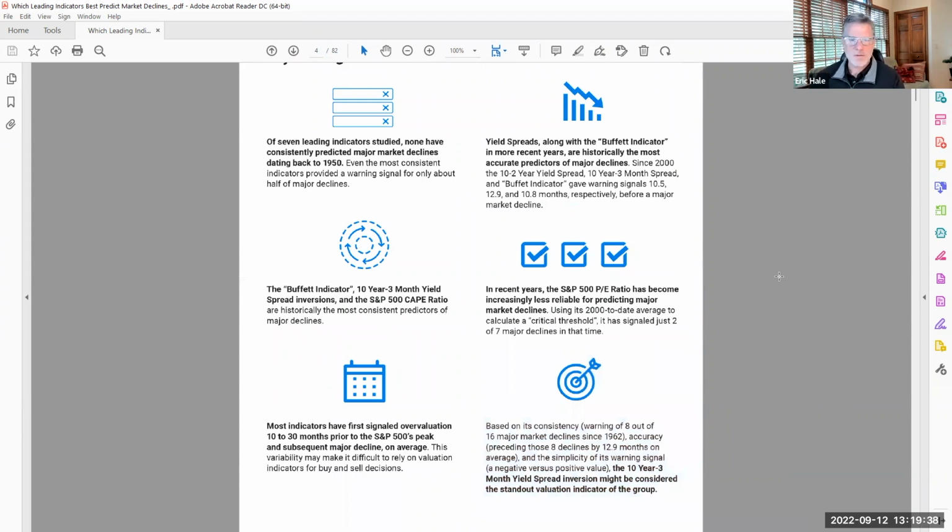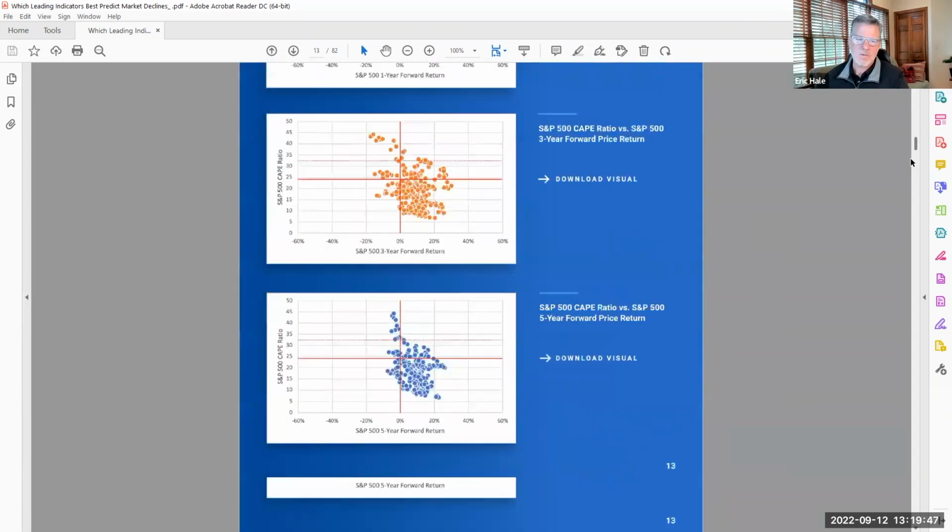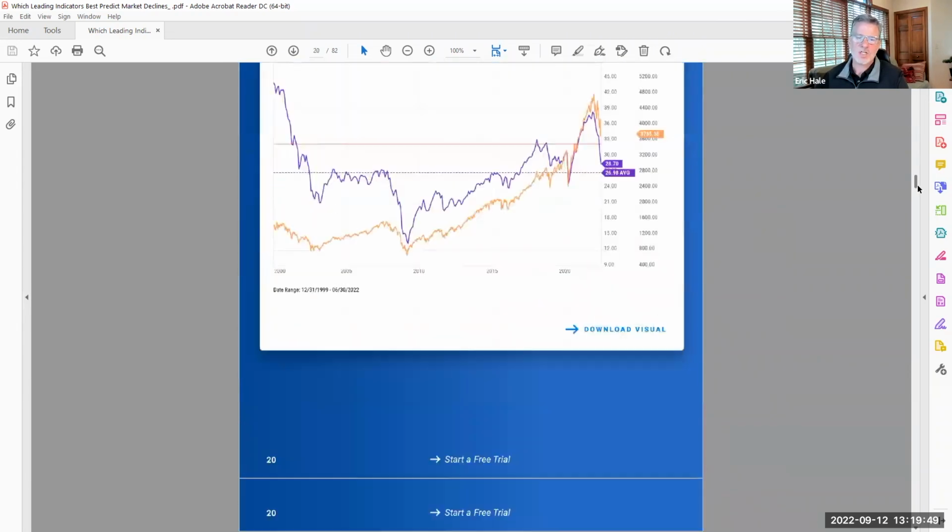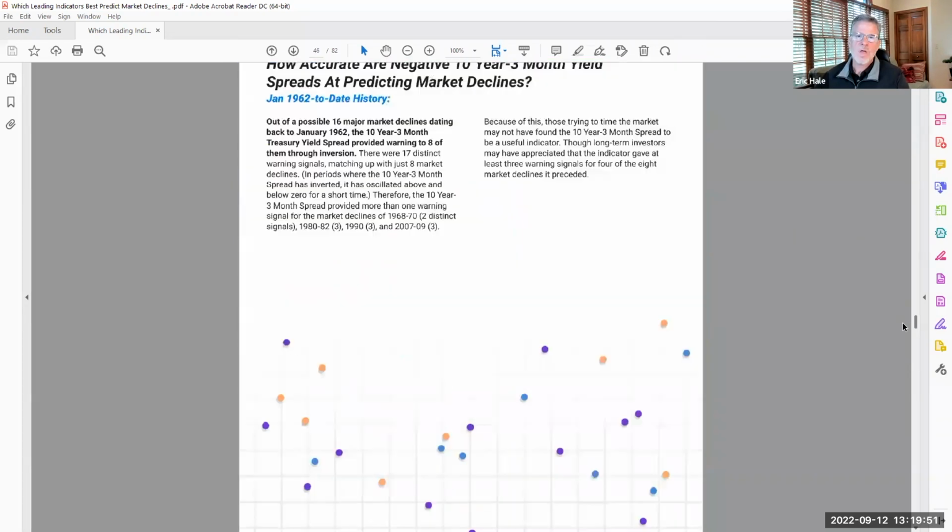And 3-month. 10 and 3-month. Thank you for clarifying that. The 10 and the 3-month has been consistently the best indicator. And I'm not going to steal the thunder from YCharts, but they've got plenty of data to go through and indicate why.